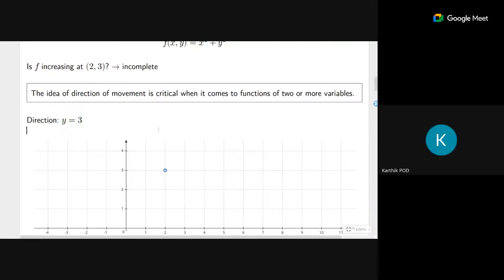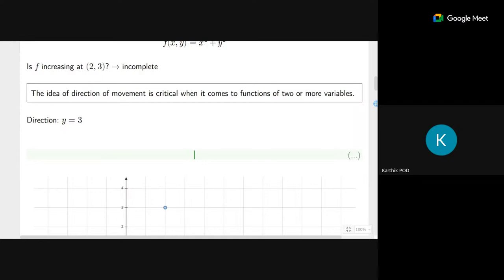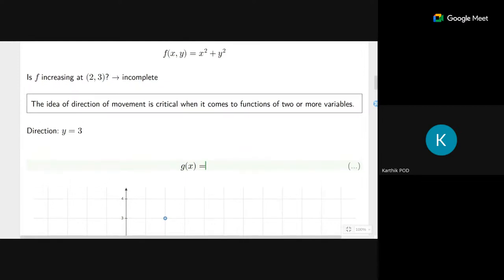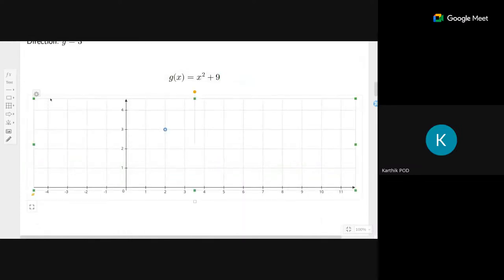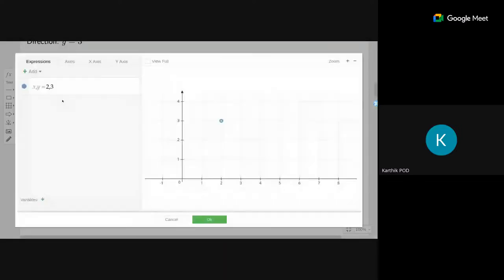If I set y to be 3, I can look at a simpler function, which I'll call g of x. It's now only a function of x. So g of x will be x square plus 9. Let me remove this (2, 3). We are now plotting g of x, which is x square plus 9.